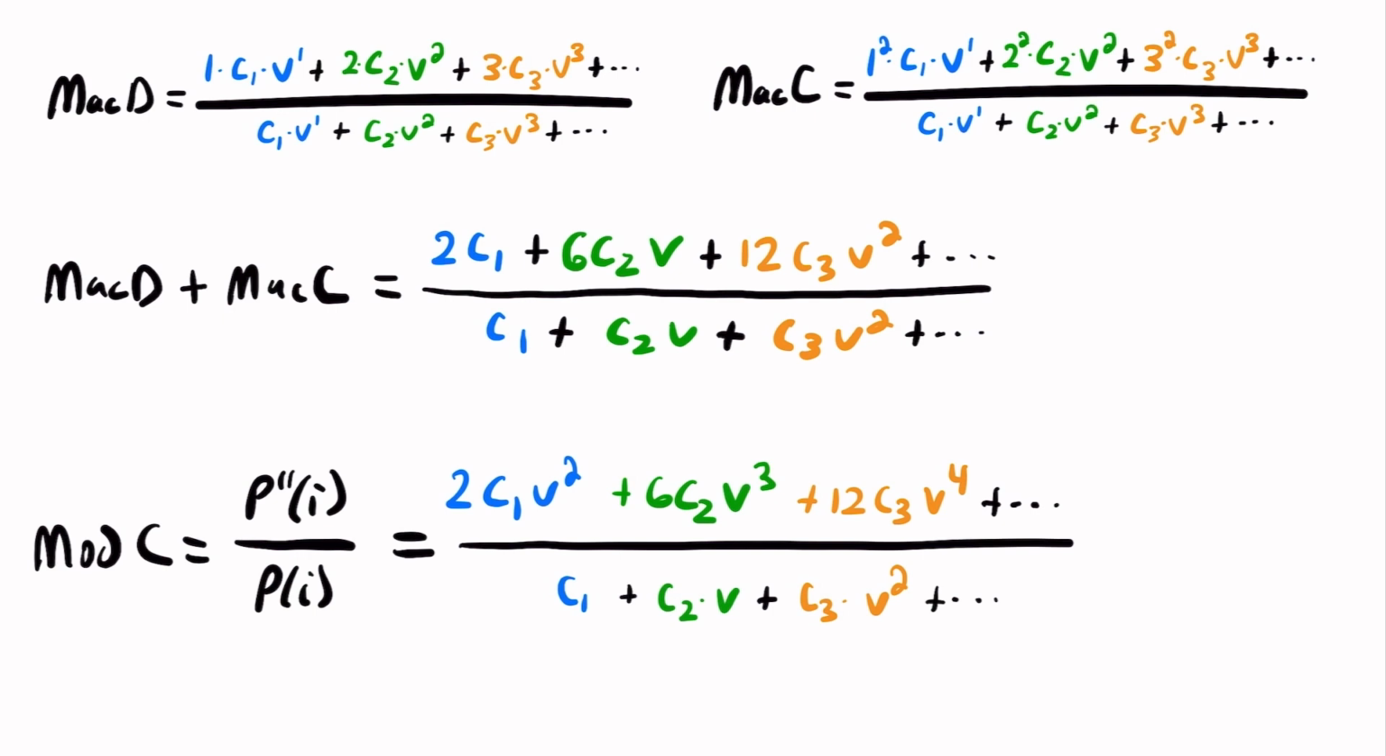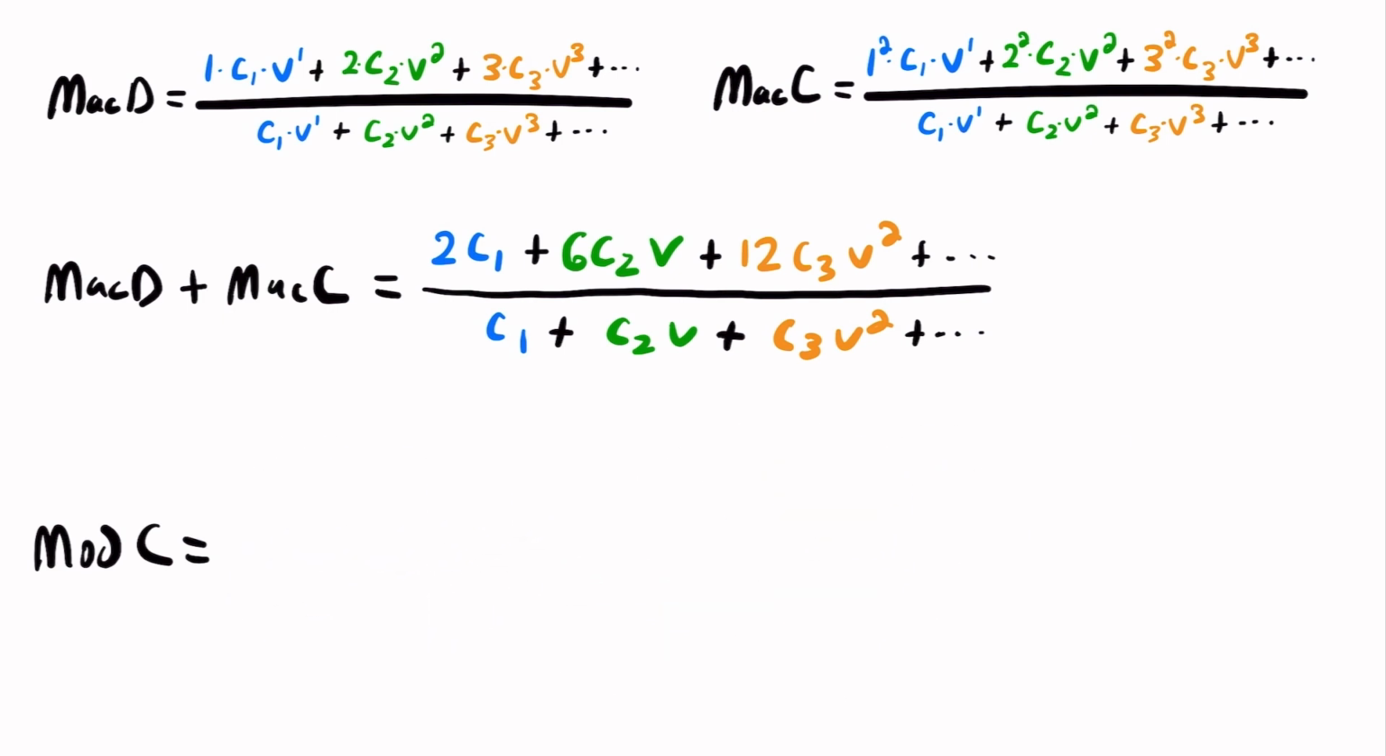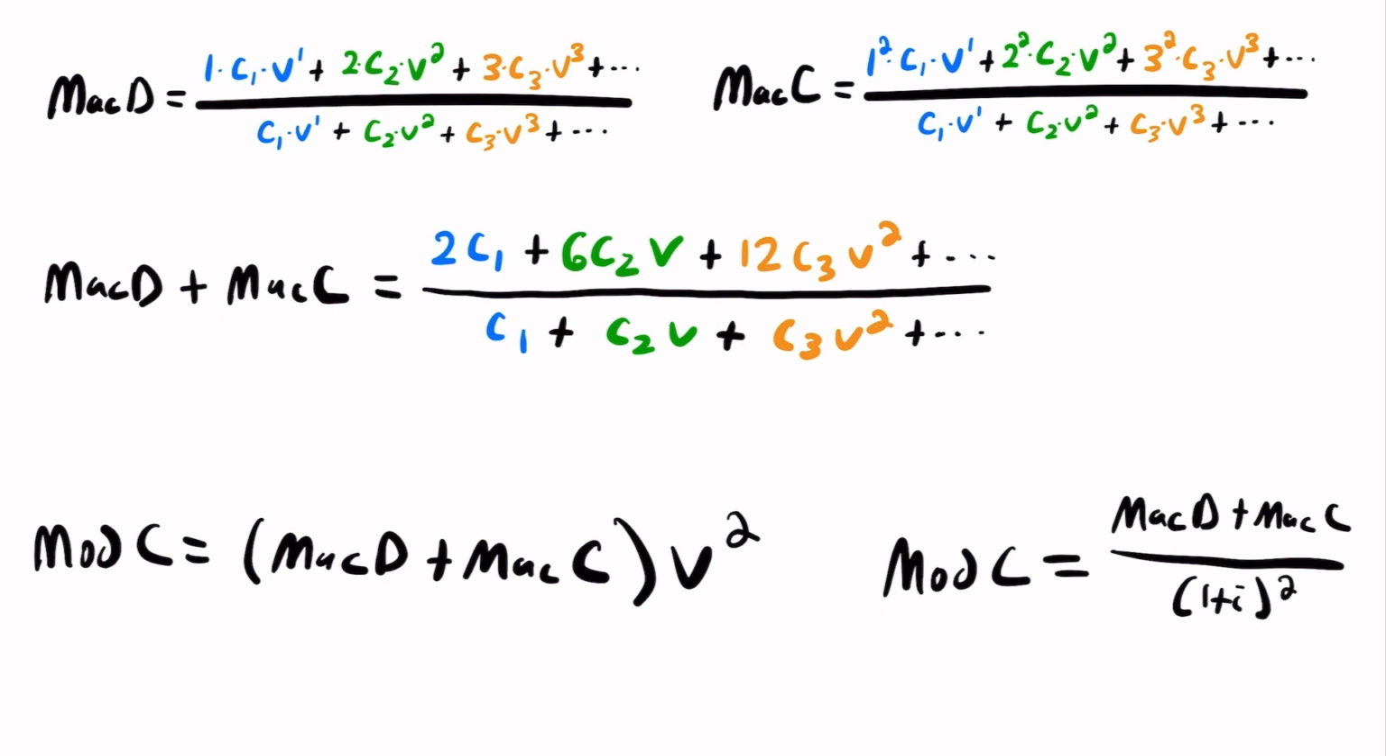And so this is where the very cool connection occurs between the modified convexity and the Macaulay duration and Macaulay convexity. What we learn is that if we multiply the Macaulay duration plus the Macaulay convexity times v squared, we will have the modified convexity. So what we can say here is that the modified convexity is equal to the Macaulay duration plus the Macaulay convexity times v squared. Or another way that you could write it is that the modified convexity is equal to the Macaulay duration plus the Macaulay convexity divided by 1 plus i squared. All right, these would be equivalent ways of representing that same expression.